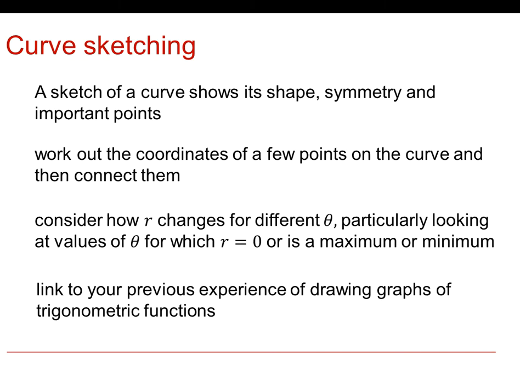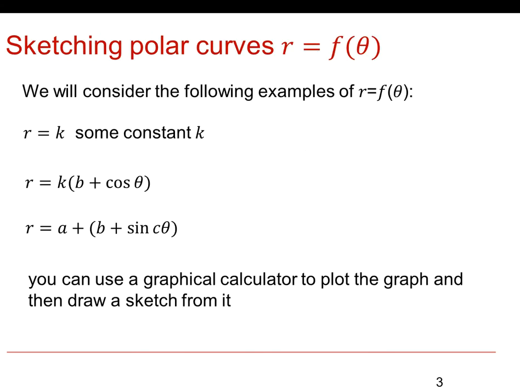We might consider how r changes for different theta, particularly looking at the values of theta for which r equals 0 or is possibly a maximum or minimum. We would link this to our previous experience of drawing graphs of trigonometric functions. It is sometimes easier to sketch polar curves than Cartesian curves, especially when there is rotational symmetry. We'll consider the following examples of r equals some function of theta. If you have a graphical calculator, then you may be already used to plotting graphs and drawing sketches from it.